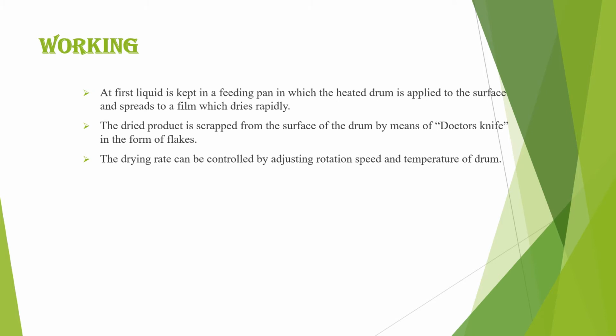And the dried product is scraped from the surface of the drum by means of a doctor's knife in the form of flakes. A knife was there in the bottom, as per the diagram. Okay. So it is discharged in the form of flakes. Next, the drying rate can be controlled by adjusting the rotation speed and the temperature of the drum.